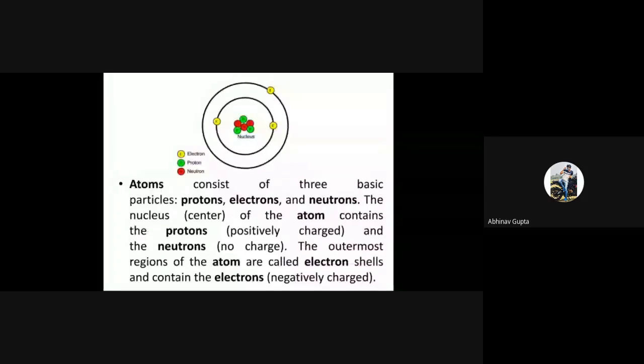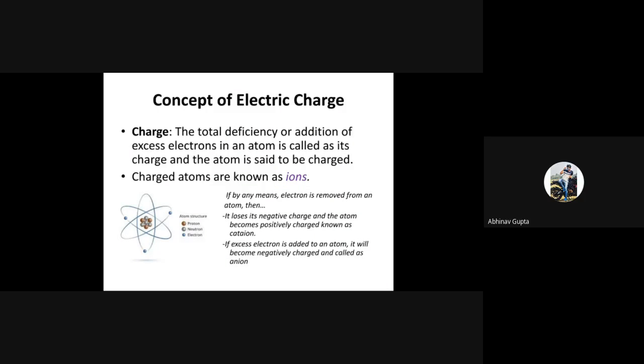So this was about the atomic part. Now coming to the concept of electric charge. This was our definition of charge, you can say. Charge is this addition or removal of electrons, excess electrons in an atom, and that is known as charge. So the atom is said to be charged if we add or remove any electron, and charged atoms are known as ions. Now, if by any means an electron is removed, then it loses the negative charge and the atom becomes positively charged. And if an excess electron is added, it becomes negatively charged. If it is positively charged, it is known as a cation. If it is negatively charged, it is known as an anion.